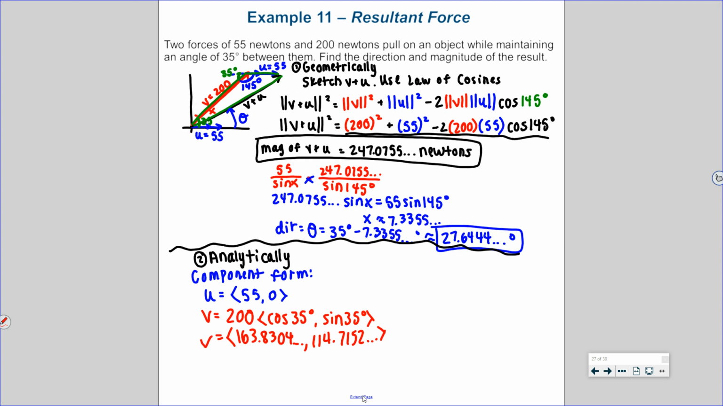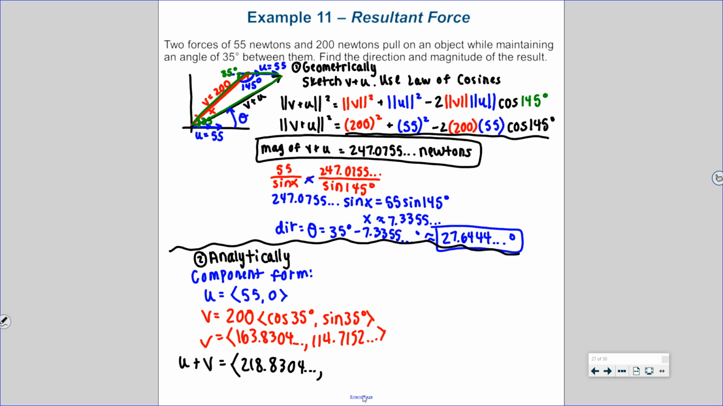So then find the resultant. How do we add two vectors together? We just add together their horizontal components, right? We talked about this visually. You're just taking this horizontal component and adding on this horizontal component. So you take 55 plus that, which is 218.8304. Okay, and then you add the vertical components as well.